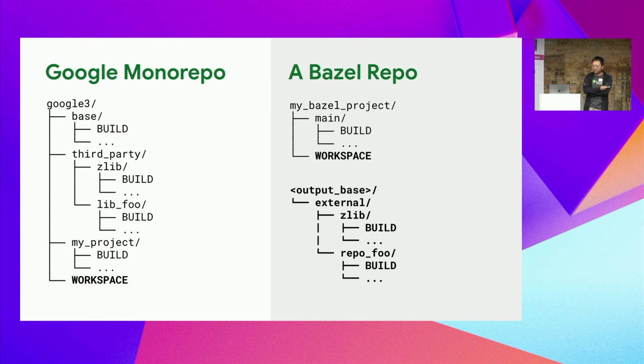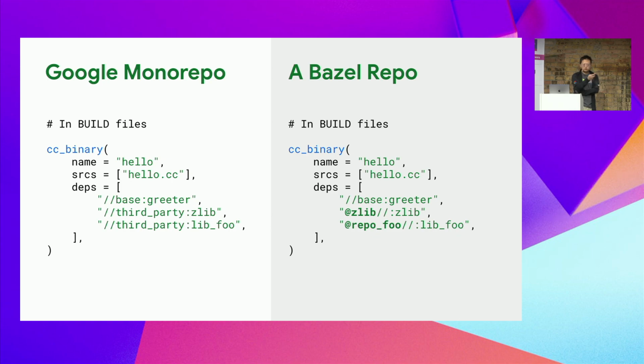But with Bazel, it's a different story, because normally you don't want to check in all your external dependencies. So when you tell Bazel to build a target, it will analyze the build graph and fetch those external dependencies on the fly, putting them under the output base slash external directory. In the build file in Google3, you can just reference the third-party dependency with a normal label. But in Bazel, you have to prefix it with the repo name, @zlib or @repo_foo, before the actual target path in that repo.